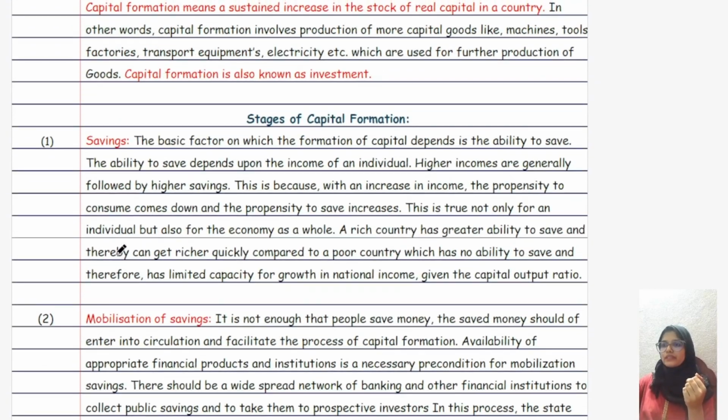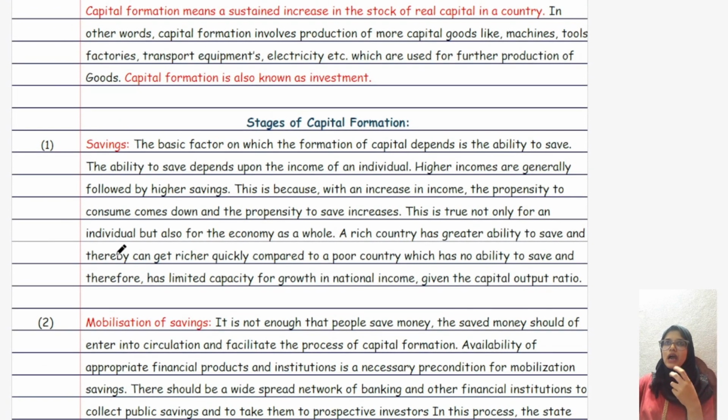Now coming up is capital formation. How is capital formed? Now we'll be seeing about that. Capital formation means a sustained increase in the stock of real capital in a country. Capital formation is also known as investment.